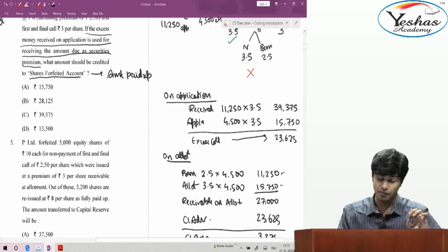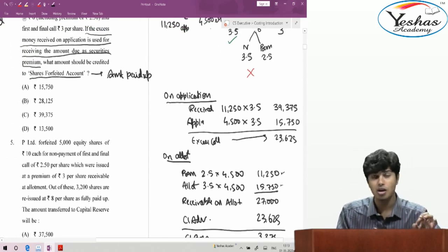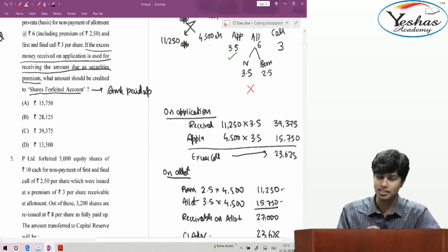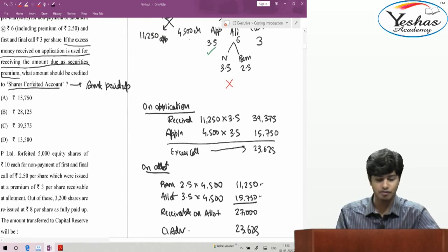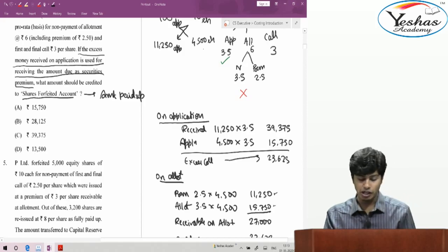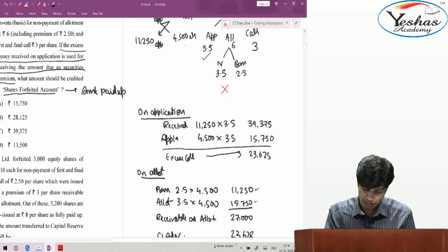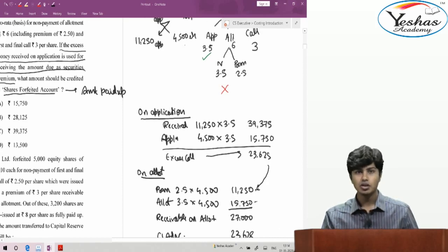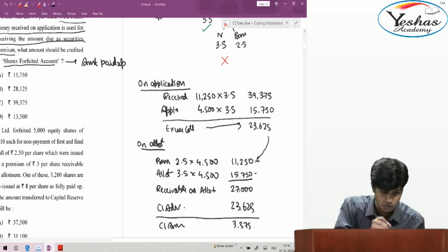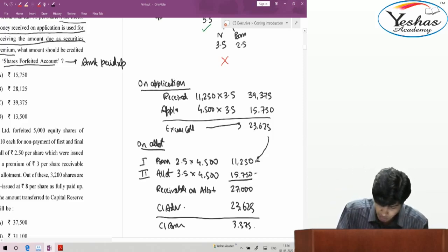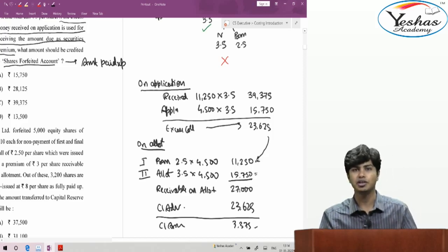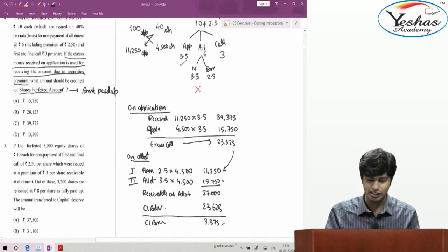Let us read this question once again. Very important. A lot of us might solve this question completely wrong without understanding the significance of this underlined paragraph. The excess money received on application, 23,625, is used for receiving the amount due as securities premium. It will be adjusted against this securities premium. So out of 23,625, I'll adjust 11,250 first. After adjusting 11,250, whatever is remaining, we'll adjust later. So the first priority is premium, the second priority is allotment. So basically this 3,375 is not collected out of 15,750. You get that?